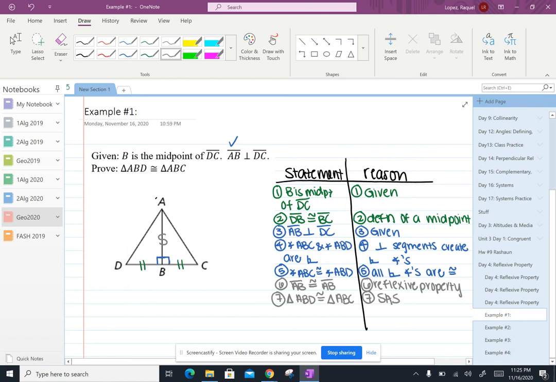Now I want to go back and just double check my work. So let's see, if I'm using side, angle, side, I need to make sure that I've got a side and an angle and a side in my proof. So here's a side right here. My claim that says DB is congruent to BC. Let's find a pair of congruent angles. So the congruent angles come in step 5 with our congruent right angles. And then the final side that we said was congruent was through using that reflexive property. So there's my side, angle, side.